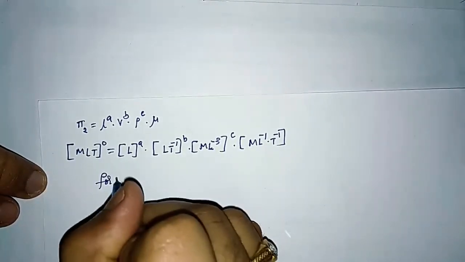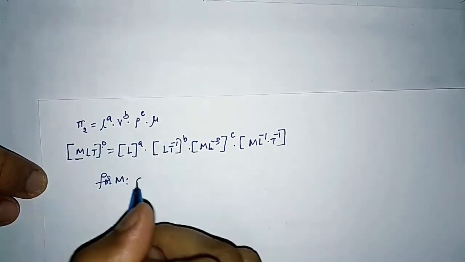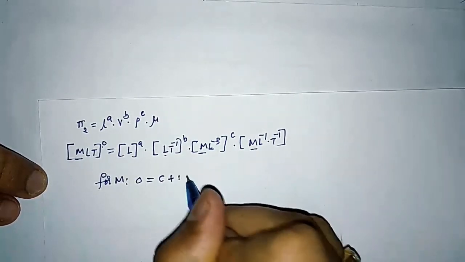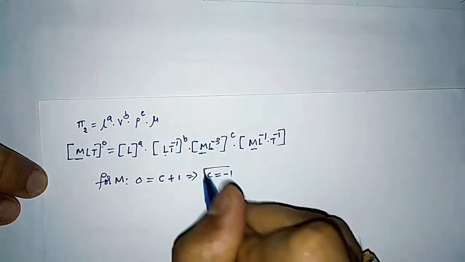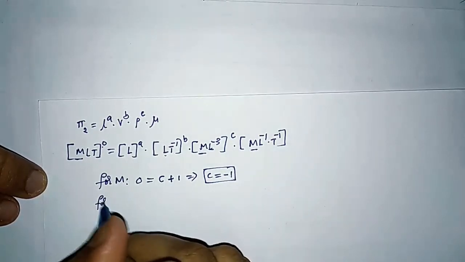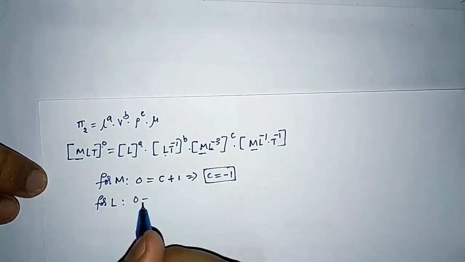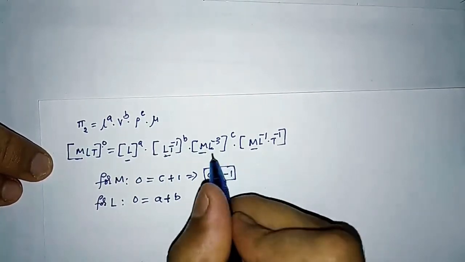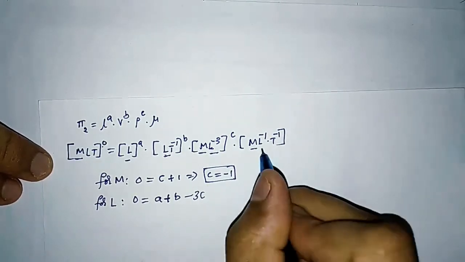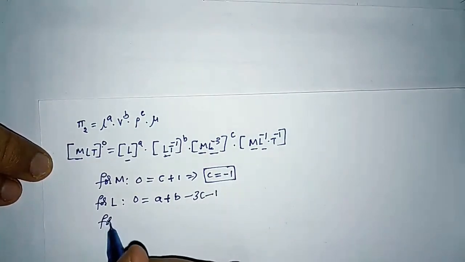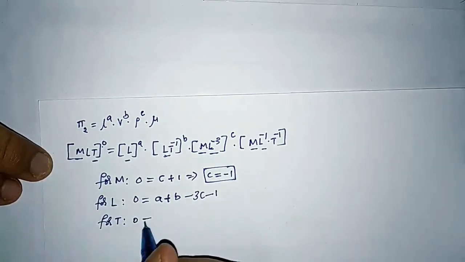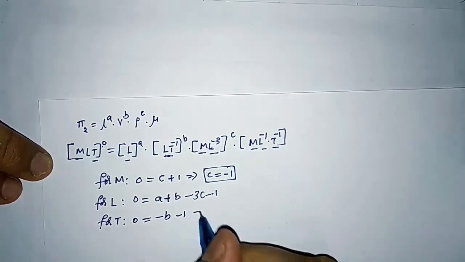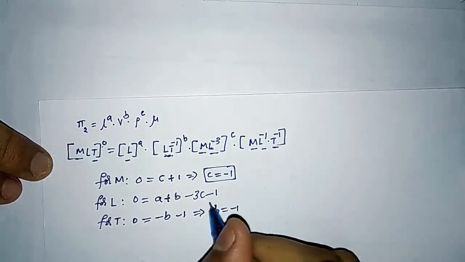So next we compare the powers, starting with M. On the left side it is 0, on the right side it is M into C, that is C plus 1. So C is equal to minus 1. Next for L. On the left side again 0, right side it is A, L raised to A is there, plus B, minus 3 into C, so it's minus 3C minus 1. Next for T, left side it is 0 again, right side T raised to minus 1 into B, so it is minus B minus 1, so B is minus 1.